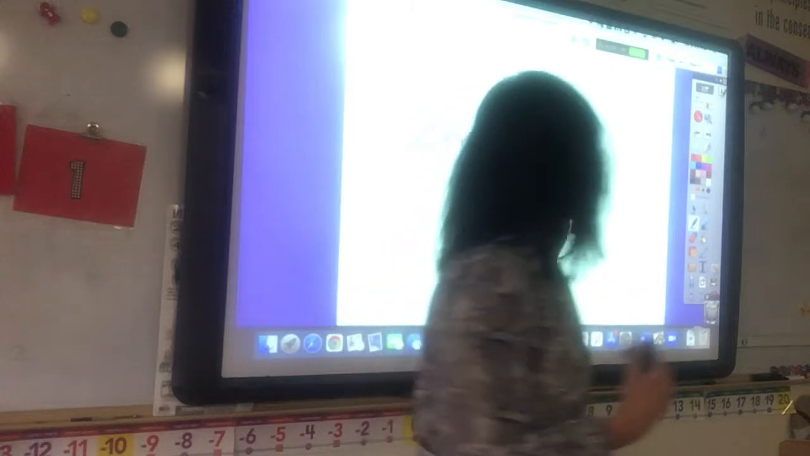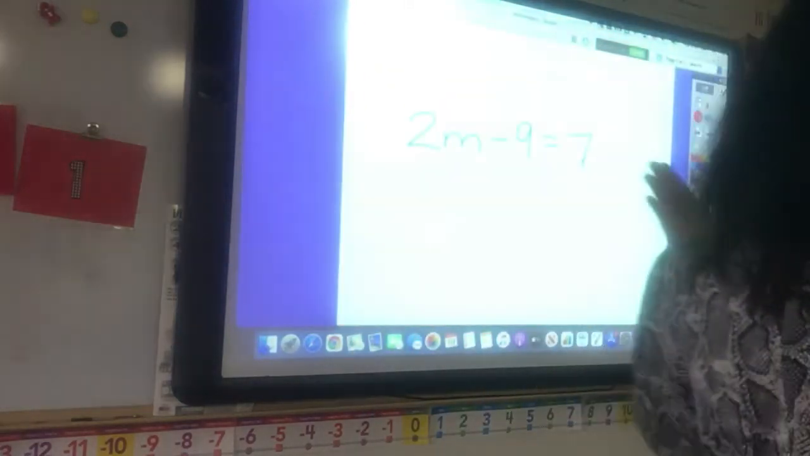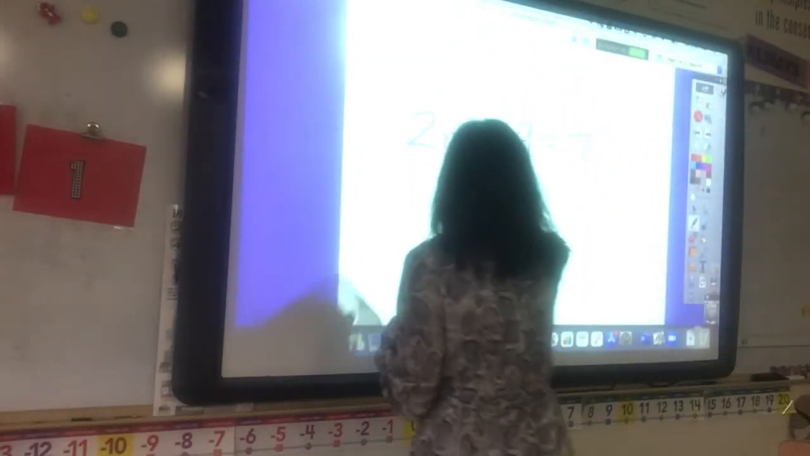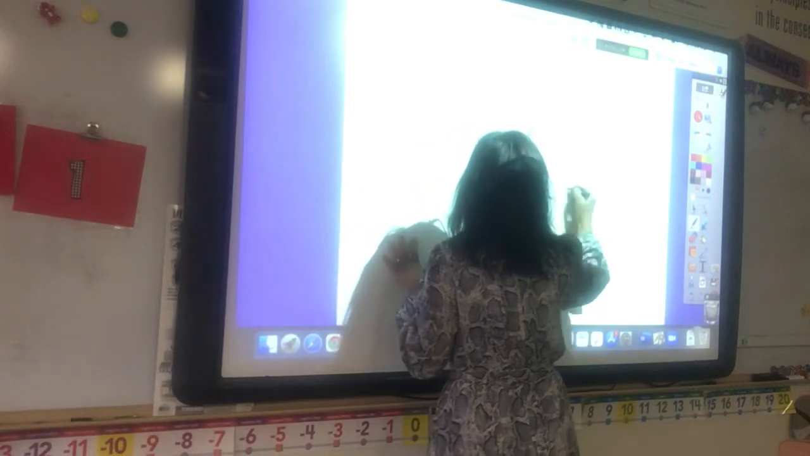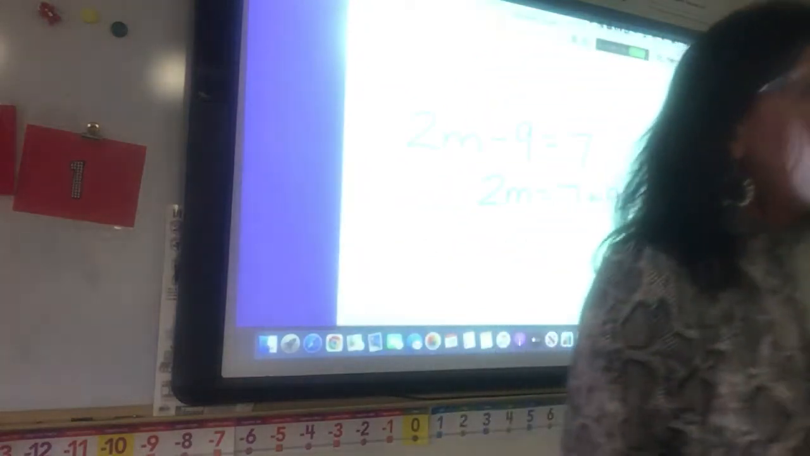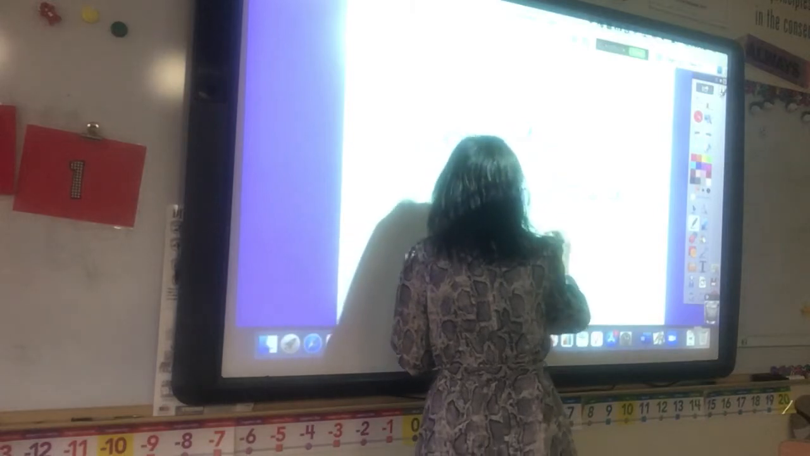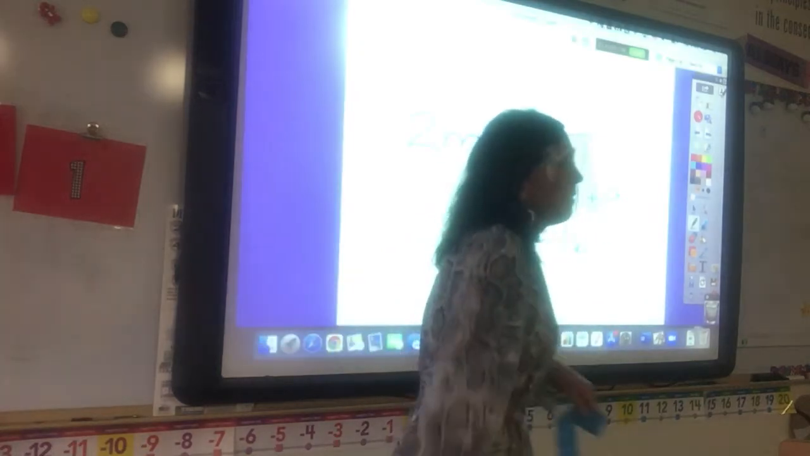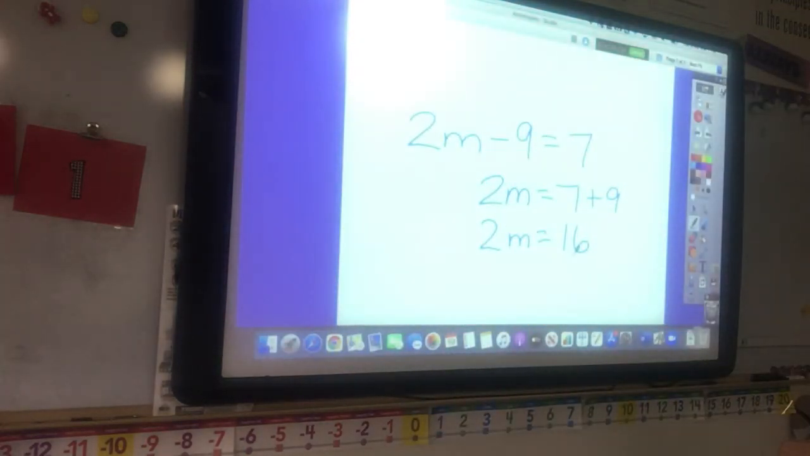So what's going to happen when I take that 9 that's being subtracted over to the other side? Lucas? You're going to add 9. We're going to add 9. So we're going to have 2m equals 7 plus 9. All we're doing right now is getting that minus 9 to go over. And then we solve 7 plus 9. So what do we get when we add 7 and 9 together? Annika? 16. Now I have a one-step equation. The 2's got to go over, and right now it's being multiplied. So what's going to happen when I take that 2 over to the other side? What's going to happen to it?